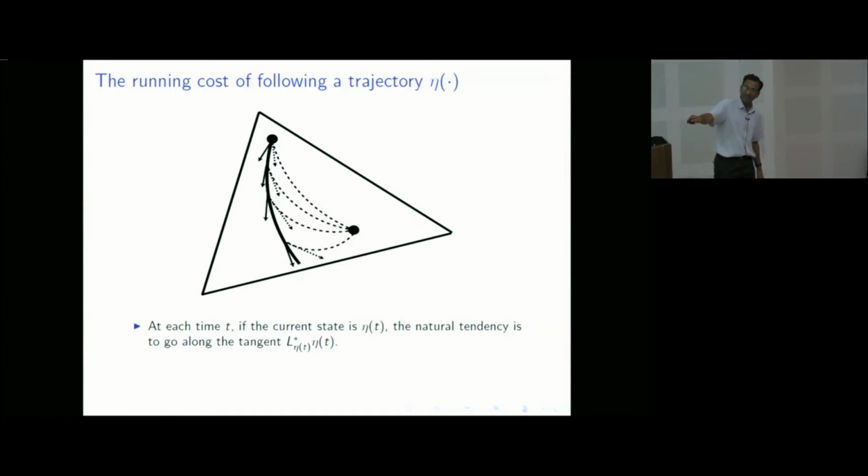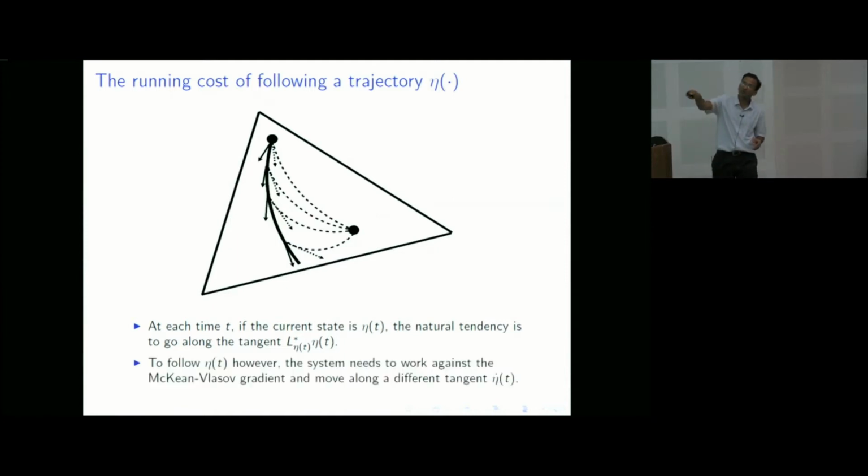Now at each time t, if the current state, the empirical measure, is eta of t, the natural tendency is to go along this particular trajectory. Okay, so the dotted lines are all the natural McKean-Vlasov trajectories, but with different initial conditions along the eta trajectory. And so if you start here, this is the trajectory. If you start here, this is the McKean-Vlasov trajectory. And so the natural tendency is to go along this tangent, the dotted one.